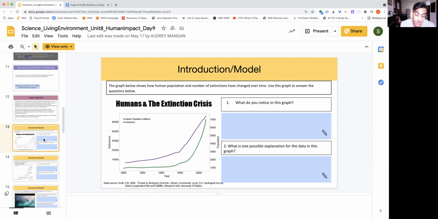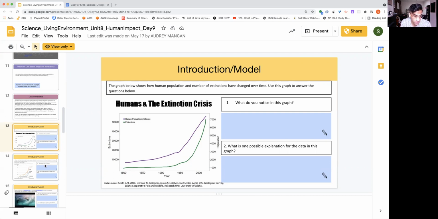the right-hand side. Now you might say to yourself, well, there are so many different factors that contribute to the demise of a certain species. How can we be certain that it's human beings that have specifically contributed to the extinction of so many different species? That's a big accusation.